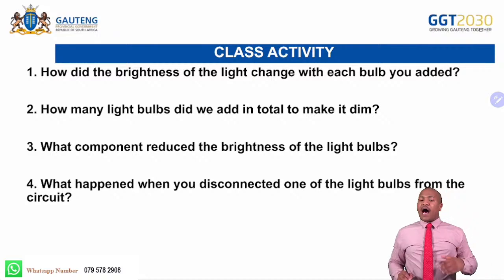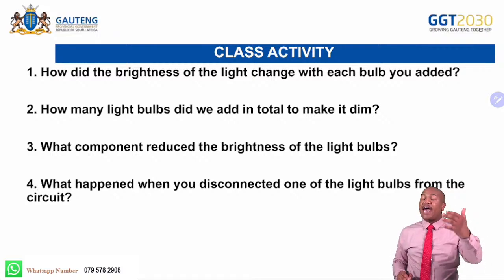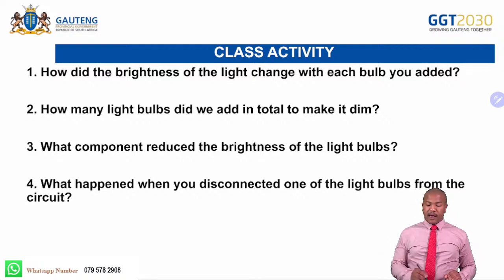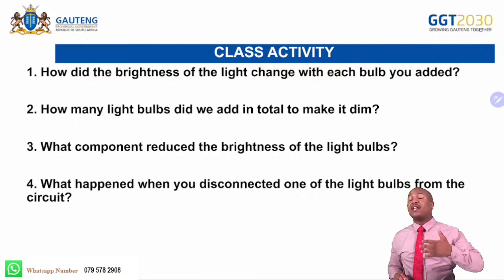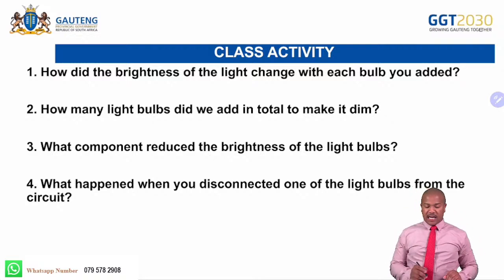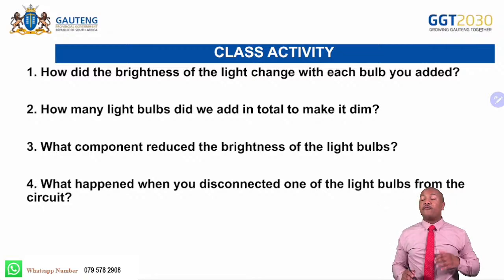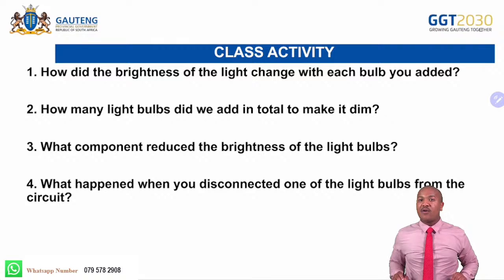Number 2, how many light bulbs did we add in total to make it dim? Number 3, what component reduced the brightness of the light bulbs? And number 4, what happened when you disconnected one of the light bulbs from the circuit? So now take 5 minutes and answer these questions.